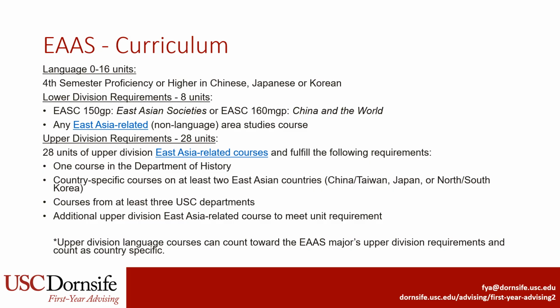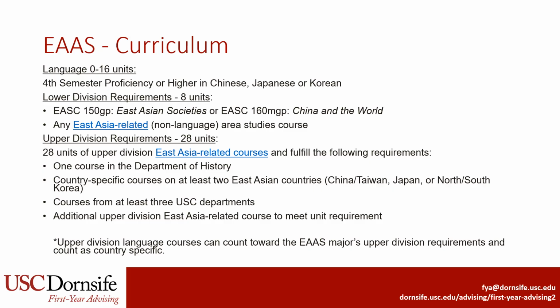For Area Studies coursework, students take 2 courses at the lower division 100 or 200 level. One of these courses must be either EASC 150, East Asian Societies, or EASC 160, China and the World. The second course can be any East Asia-related, non-language Area Studies course. Your advisor will provide you with a spreadsheet of all eligible courses.